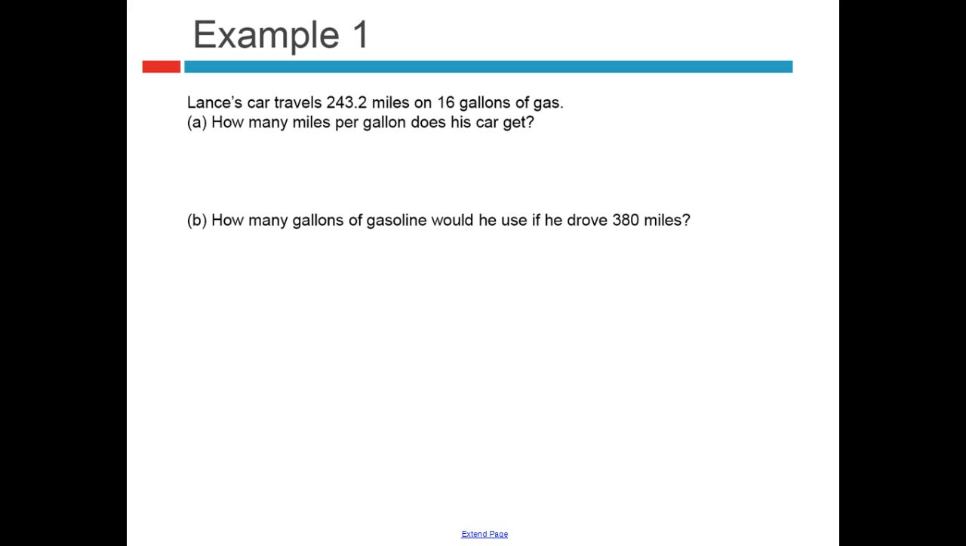So in the first problem, we want to know how many miles per 1 gallon, and that's called a unit rate. And one thing I can do is I can divide the number of miles he drove over the number of gallons used, because this will give us miles per gallon.